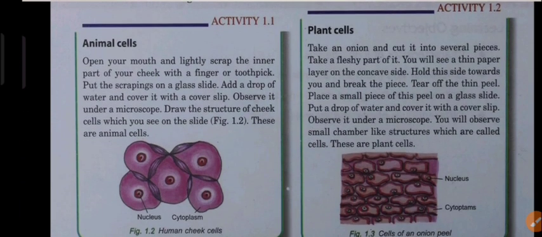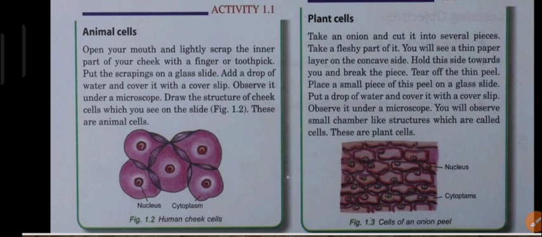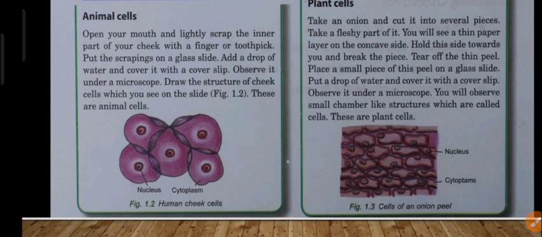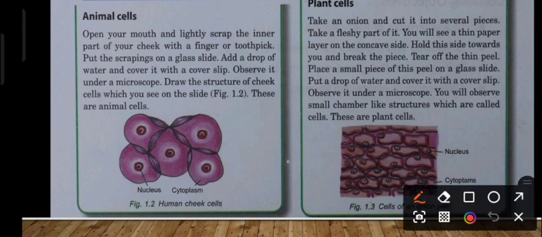If you want to see an animal cell, first, slightly scratch the inner part of your cheek, put it on a glass slide and examine it under the microscope. You can observe small circular-shaped cells. Inside that cell we can notice many cell organelles. Here you can see the nucleus and the cytoplasm. So this is the structure of an animal cell.